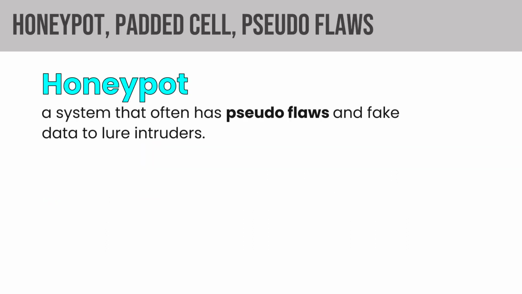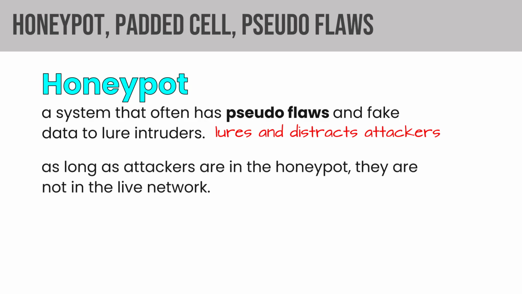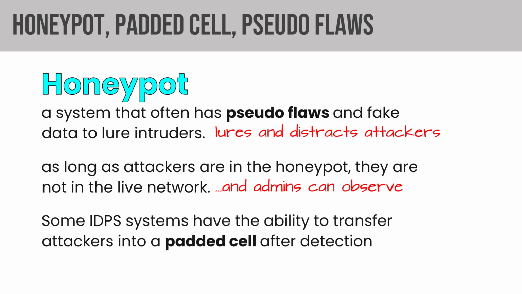But a honeypot is a system that often has pseudo-flaws and fake data to lure intruders in. It lures and distracts attackers from our real resources. As long as the attackers are in the honeypot, they're not in the live network, disrupting our production services, and our admins can observe. And some intrusion detection and prevention systems actually have the ability to transfer attackers into a padded cell after detection. A padded cell is essentially a simulated environment that might offer fake data just to retain an intruder's interest.